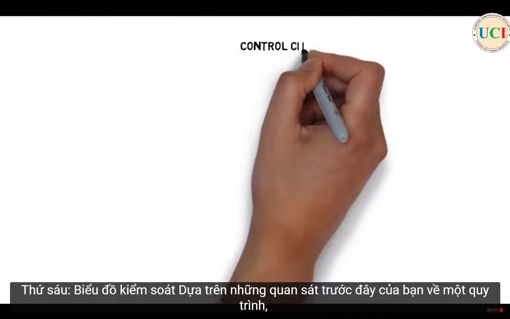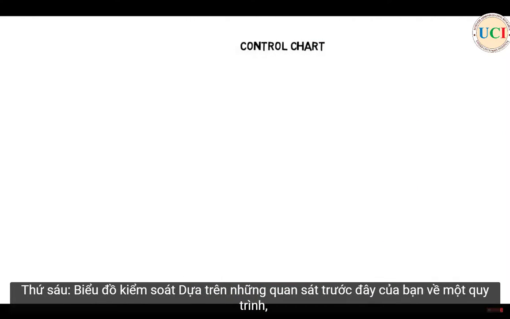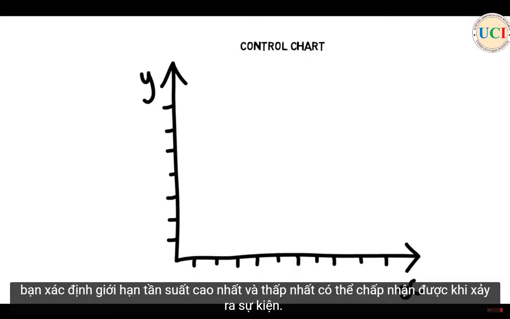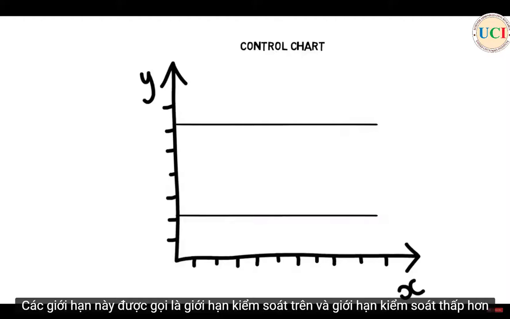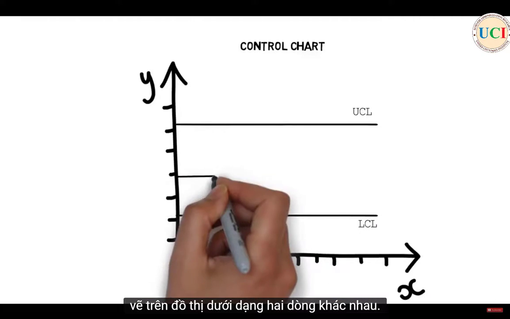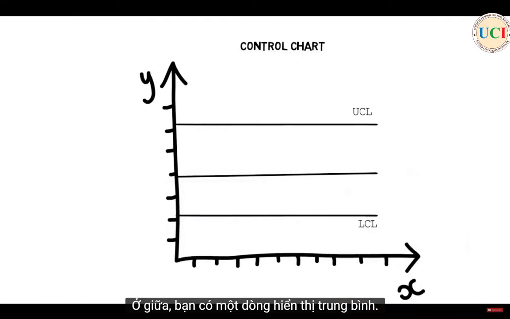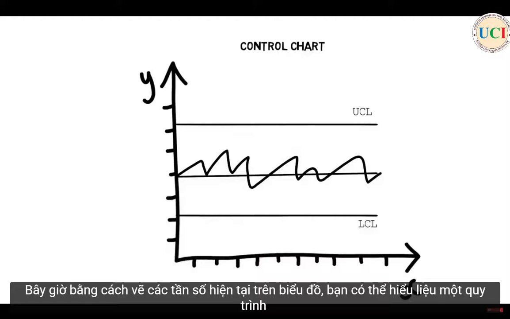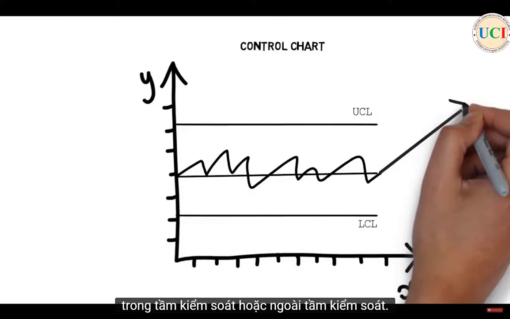Sixth, control chart. Based on your previous observations of a process, you determine the acceptable highest and lowest frequency limit of the occurrence of an event. These limits are known as the upper control limit, and the lower control limit, which is plotted on the graph in the form of 2 different lines. In the middle, you have a line showing the average. Now by plotting the current frequencies on the graph, you can understand whether a process is under control or out of control.